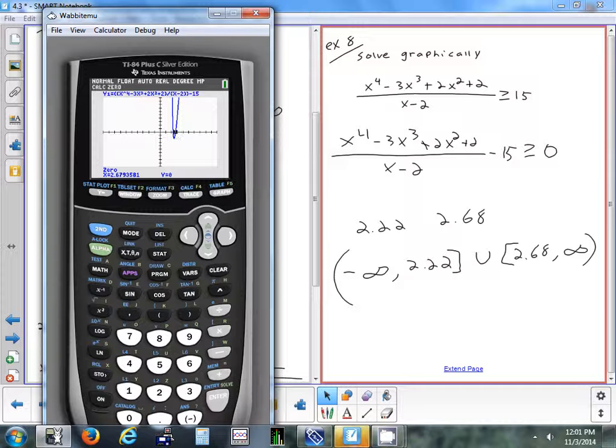Any questions on how we did that one? Okay, again, my suggestion, always get it equal to 0. Get 0 or get it greater than or equal, less than or equal. Get 0 on one side.